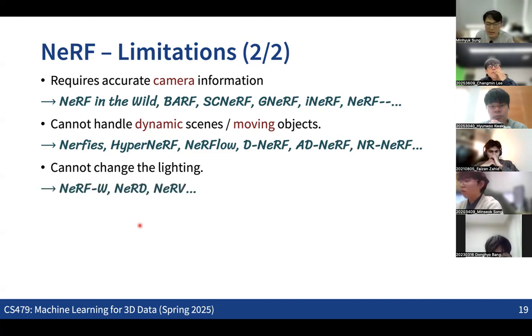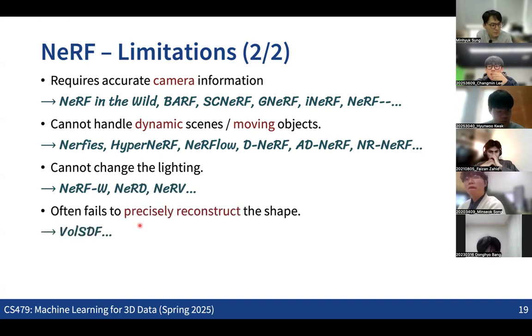And also the lighting. Since we are predicting the radiance, which incorporates all the light information, what if we want to place the reconstructed object in a different lighting environment, basically changing the lighting condition? Enabling this is not directly possible with NeRF, but there is also some follow-up work doing these things.